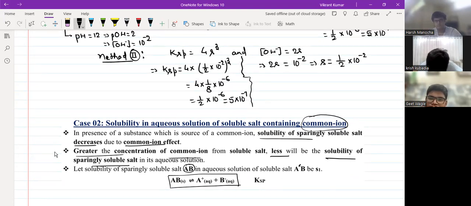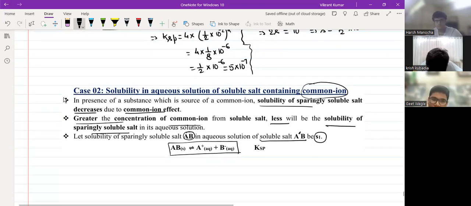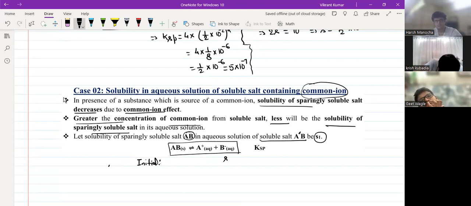और इसके प्रेजेंस में, in presence of this soluble salt, the solubility of sparingly soluble salt is S1. Is it okay? Now what we need to do at saturation, so what we'll write, if the soluble salt was already present, so I'll write initial condition is, we are assuming that that soluble salt was already present, and that will be giving you B minus. Already is, मान लो concentration was some C.